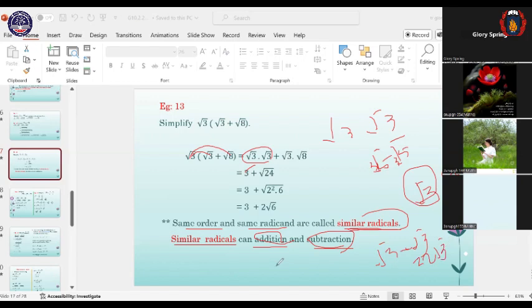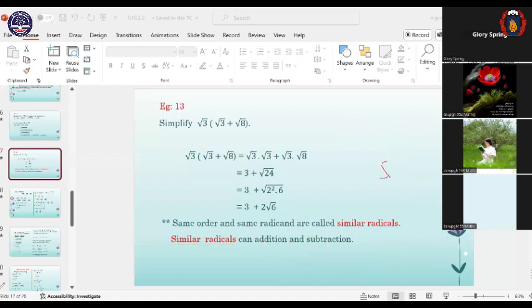3 root 2 minus root 2 equals 2 root 2. Then root 2 into root 2 plus root 2, the solution is 2 root 2, root 2 times root 2. And then root 2 into root 2 is 2.